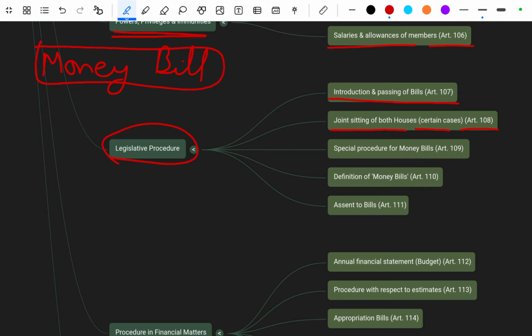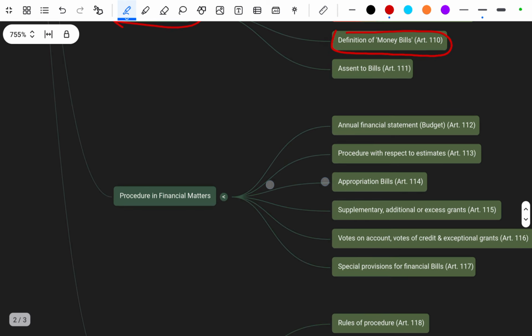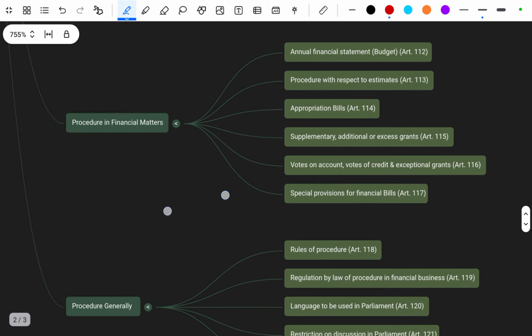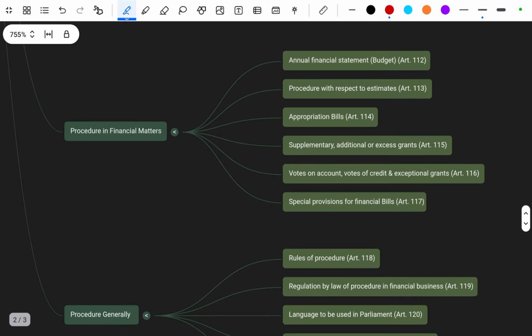Next is the special procedure for money bills, mentioned in Article 109. Definition of money bill is in Article 110. Then the assent to the bill is Article 111. Next is the procedure related to financial matters. Here the annual financial statement, that is the budget, is mentioned under Article 112.